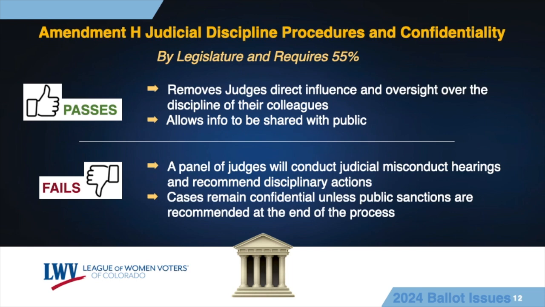The fiscal impact: the measure will increase state costs by about $50,000 per year. This funding provides compensation and training to members of the newly created Judicial Discipline Board and the Rulemaking Committee.